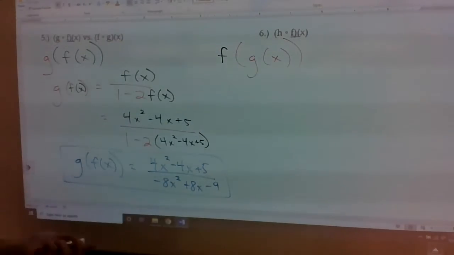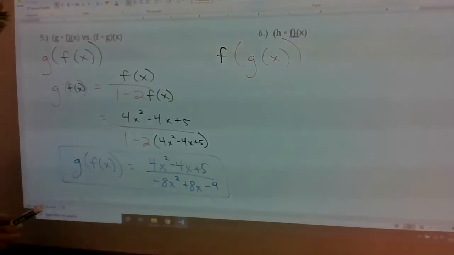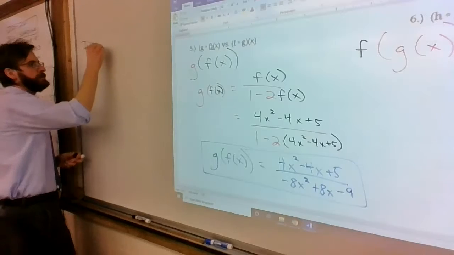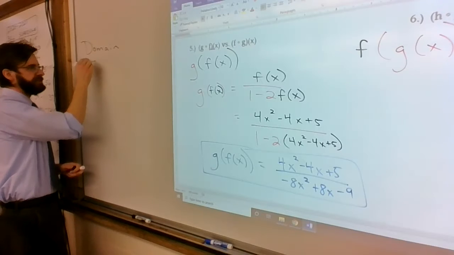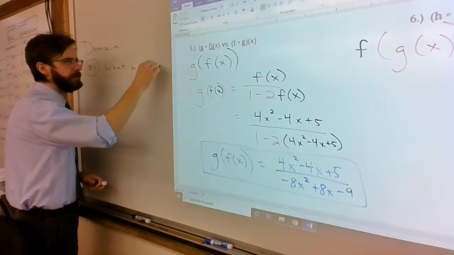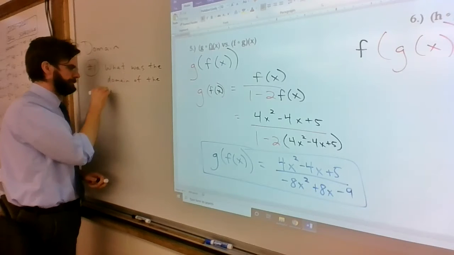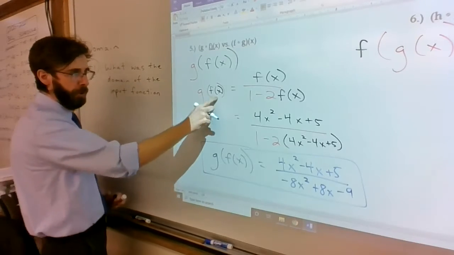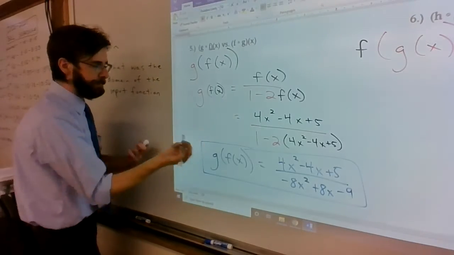So when talking about the domain of this function, you want to be very sensitive to the input function. So I'm going to put that over here. So the domain. First thing you're going to do is ask, what was the domain of the input function, which is the function that's inside the parentheses? It's the one that you put into the other function. All right? So f of x is the input function.